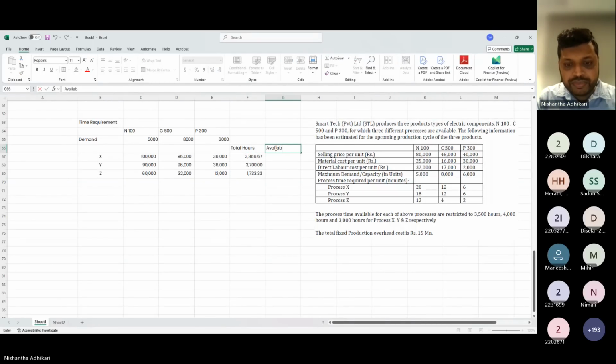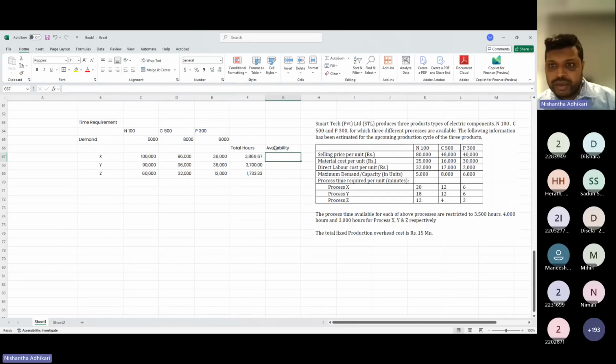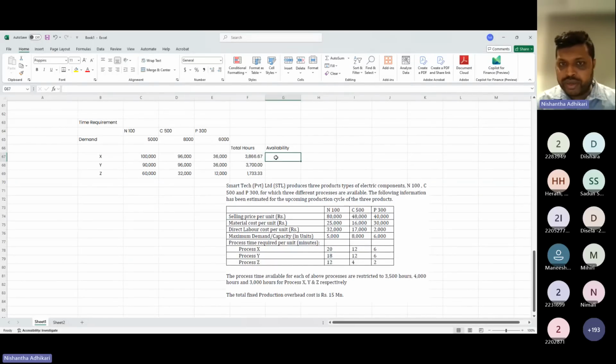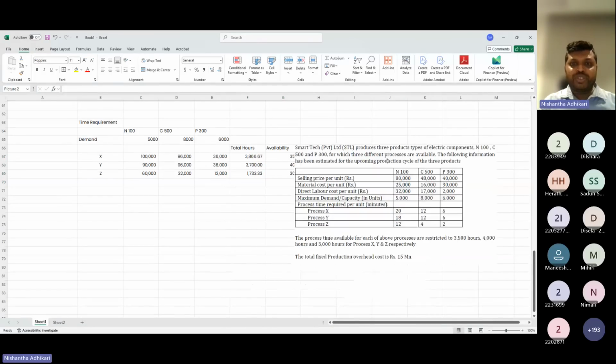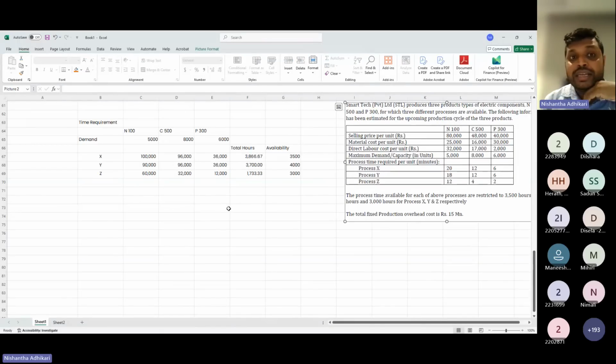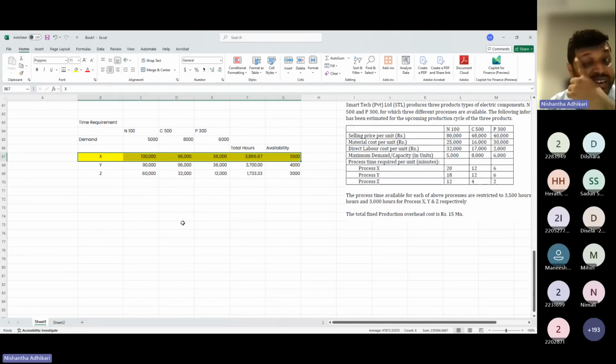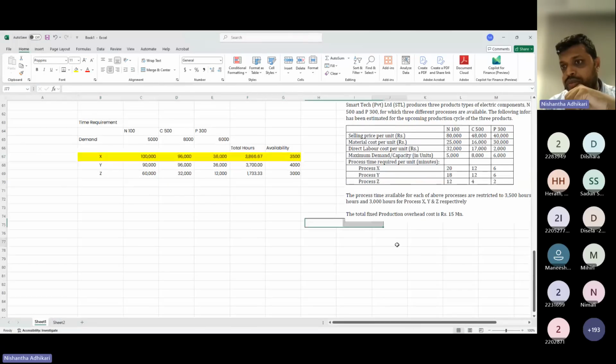Availability. X only 3,500, here 4,000 and 3,000. Now based on this information, which one has the limited resource? This one is the limited resource, because they wanted 3,800 hours but only 3,500 are available. Therefore, time available in process X is limited. Process X is limited.